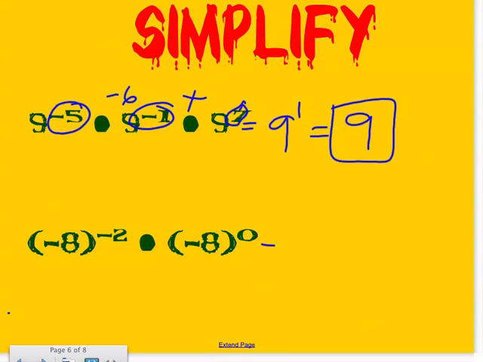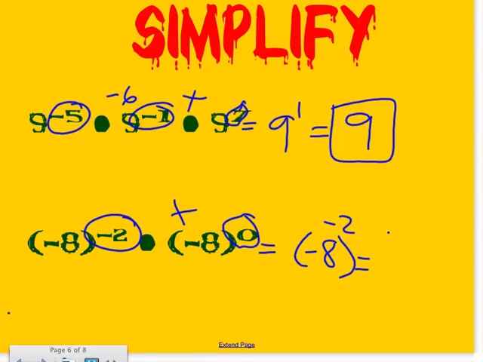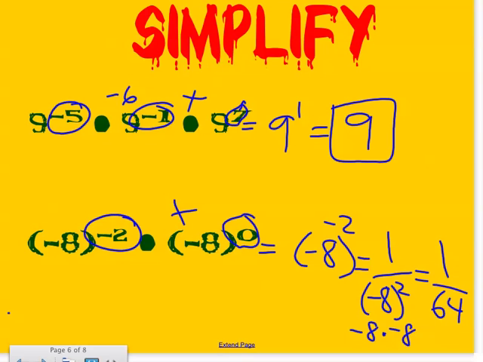Next one, we have negative 8. Negative 2 plus 0 is still just negative 2. So since it's a negative exponent, I'm going to have a fraction, 1 over negative 8 to the second, which is the same thing as 1 over 64, because we have negative 8 times negative 8, which is 64.